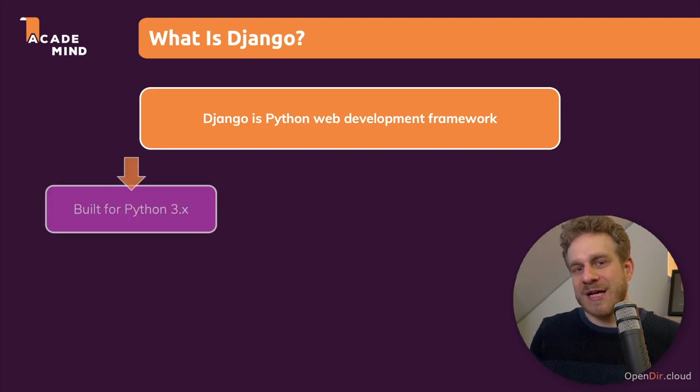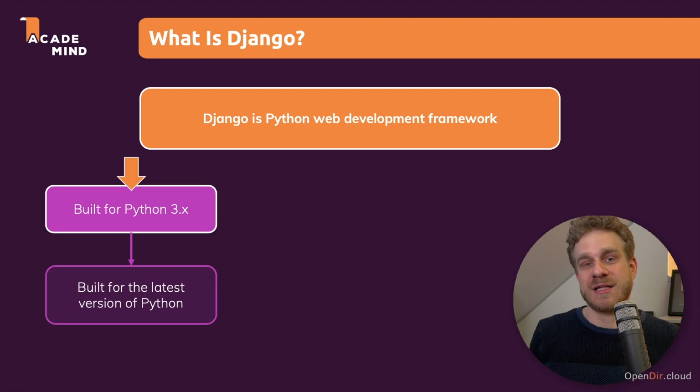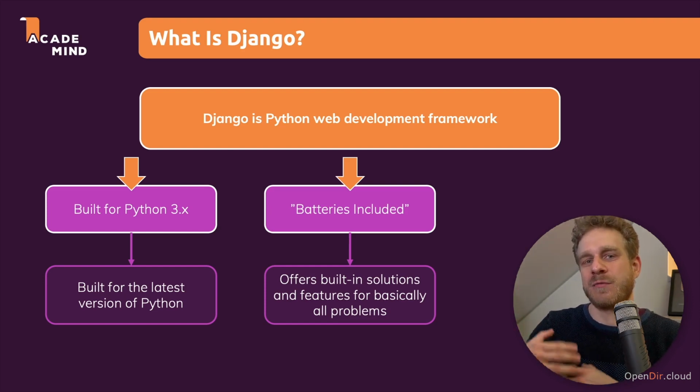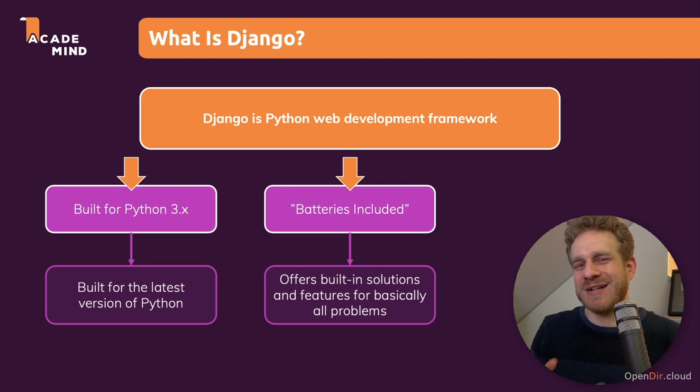Now, Django is built for Python 3.x, so for that latest version of Python, and it follows a batteries included approach, which basically means that it has a solution for everything. You don't need to install a ton of extra libraries and packages to then build a real project. Instead, Django covers all these typical problems which you face when building a website, and it has a solution built in for those problems. And in this course, we're going to see a lot of these typical problems and which solution Django then offers to us.